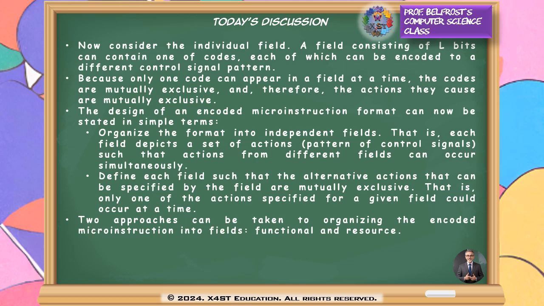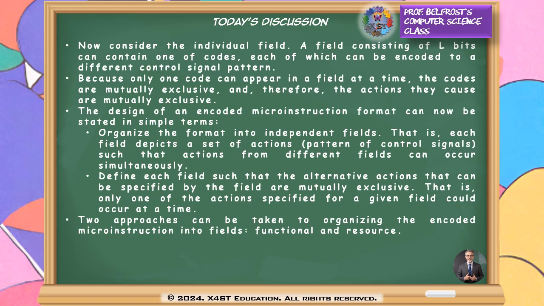Now let's consider an individual field. A field consisting of L bits can contain one of 2^L codes, each of which can be encoded to be a different control signal pattern. Because only one code can appear in a field at a time, the codes are mutually exclusive, and the actions they cause are also mutually exclusive. So the design of an encoded microinstruction format can now be stated in simple terms: organize the format into independent fields and define each field such that the alternative actions that can be specified by a field are mutually exclusive. These two points are very important in the encoded microinstruction format.